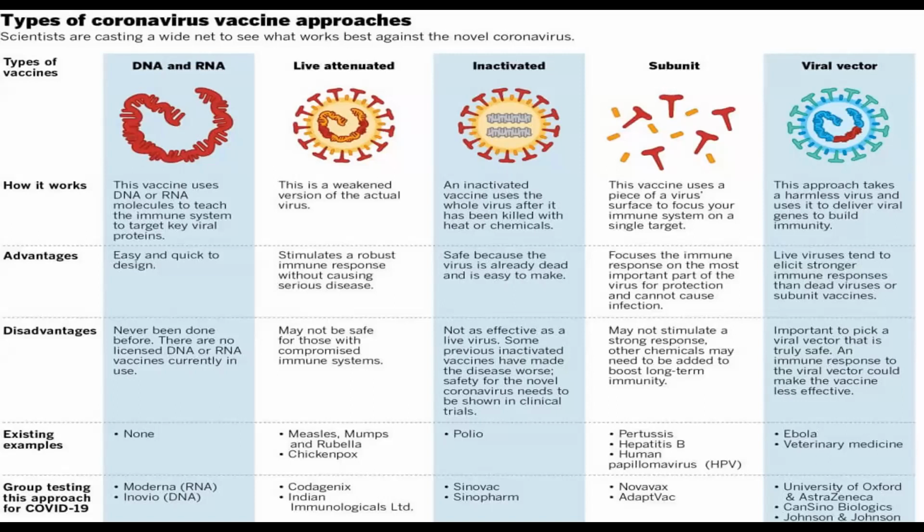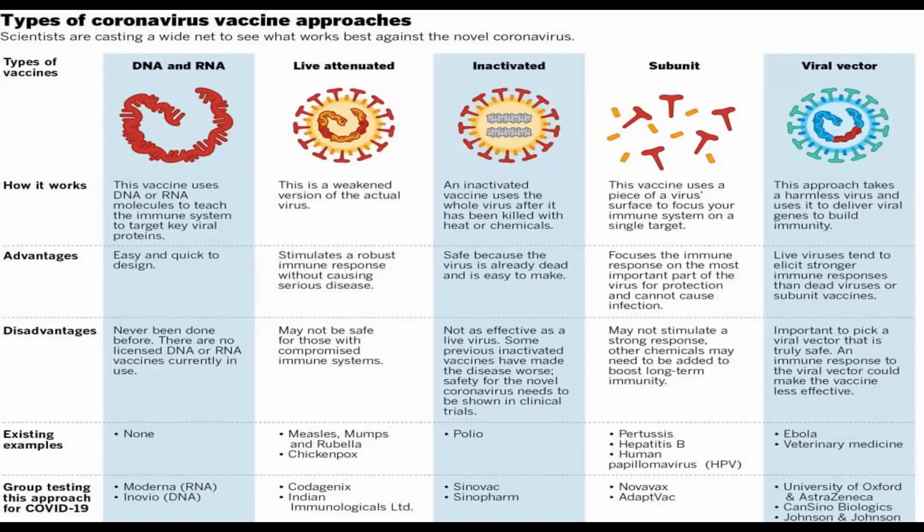So, sa live attenuated naman, this is a weakened version of the actual virus. Sa inactivated, an inactivated vaccine uses the whole virus after it has been killed with heat or chemicals. Sa subunit, this vaccine uses a piece of a virus surface to focus your immune system on a single target. Sa viral vector, this approach takes a harmless virus and uses it to deliver viral genes to build immunity.